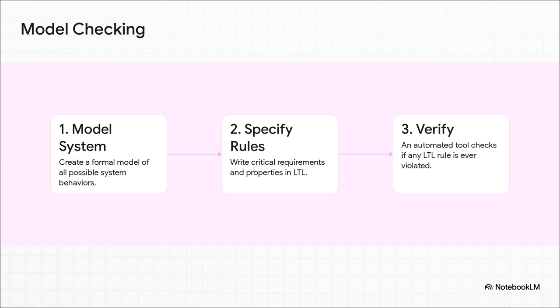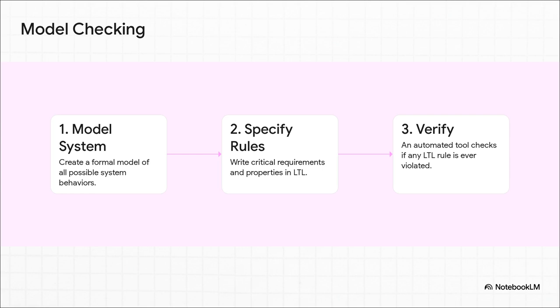First, the engineers have to create a formal model of their system. You can think of this like creating a giant map of every single possible state the system could ever be in, every single choice, every single path. Step 2. They write down the rules of the road using LTL. The critical safety stuff, like the landing gear must always be down before touchdown.